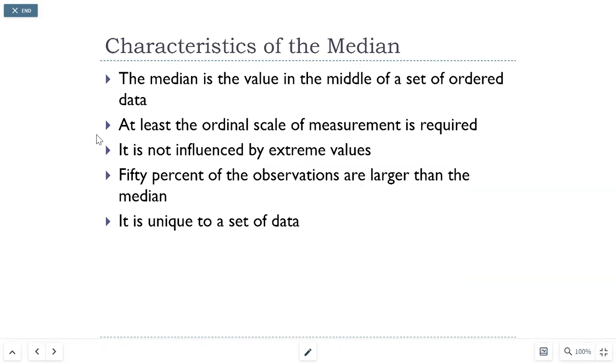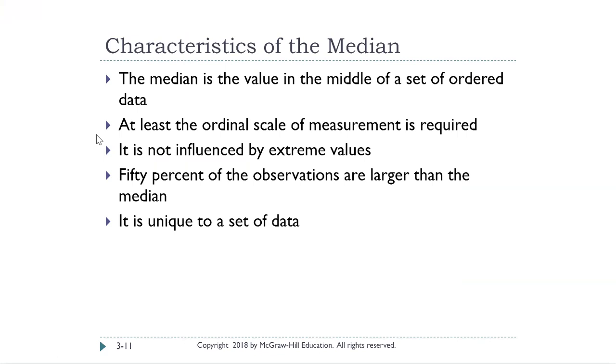So characteristics of the median. The median is the value in the middle of a set of ordered data. At least the ordinal scale of measurement is required. So for example, you can find the median party school, I guess. Again, because you can find that middle point, like this is the middle one, but it still doesn't really tell you that much information if it's ordinal. You really want to have that ratio or interval measurement to really understand median and central tendencies.